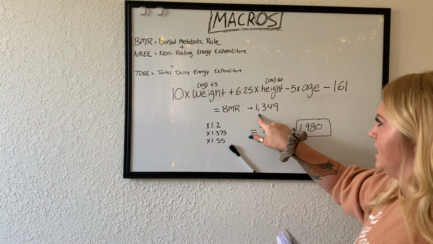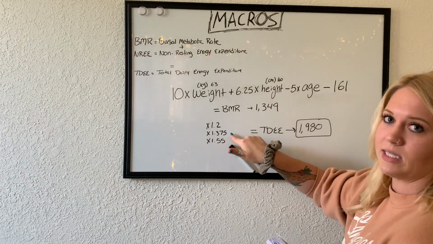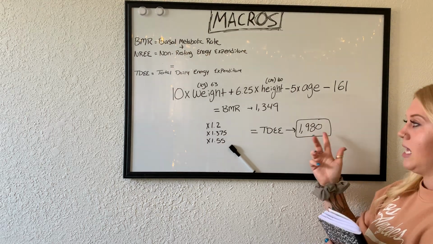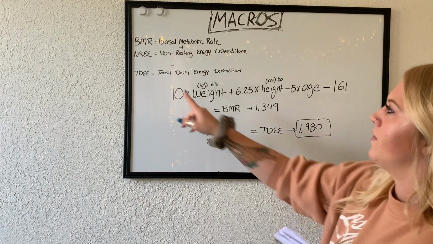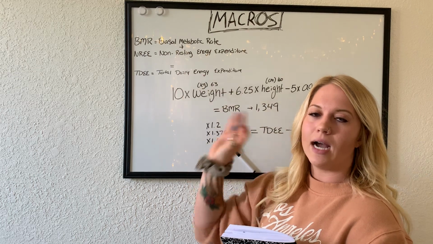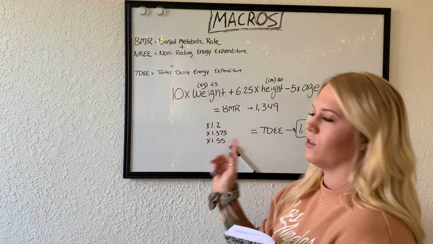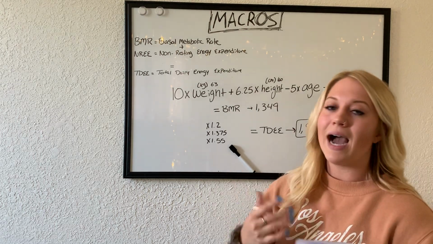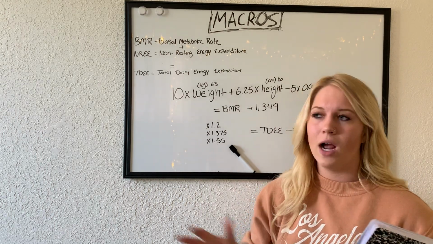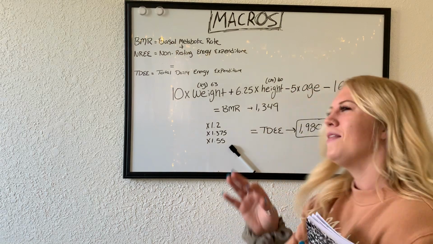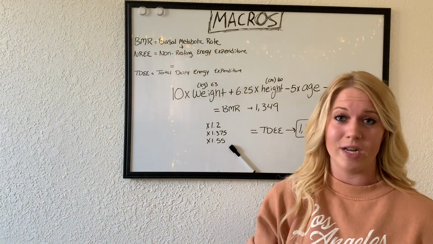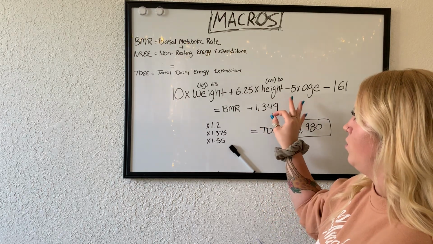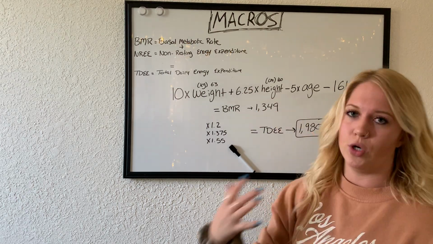And then you're going to times that by, I did 1.375, and that got me 1,980. So that is the total amount of calories I am burning per day if I'm working out 3 times a week and staying pretty active. Not consuming, sorry. That is how many calories that I am burning. So this was how much you should be consuming, that's just normal, and this is how much you're burning.